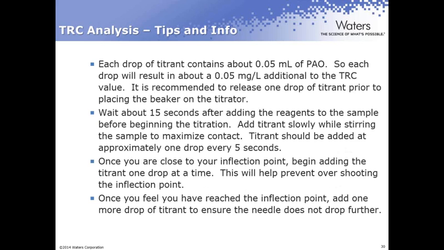Also, once you're close to your inflection point, and generally speaking that inflection point will be about the same for each sample that you run, begin adding the titrant 1 drop at a time. If you keep your titrant valve open, sometimes you'll miss the inflection point and put too much titrant in your sample, and then you'll overshoot your inflection point. So once you get close, and again, you should know what that is because it's pretty consistent from run to run on your titrator, stop your titrant and add it 1 drop at a time.